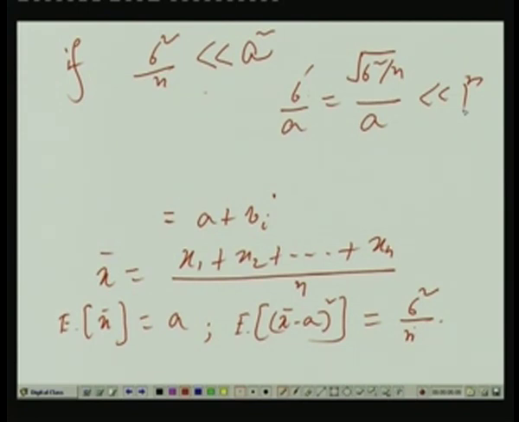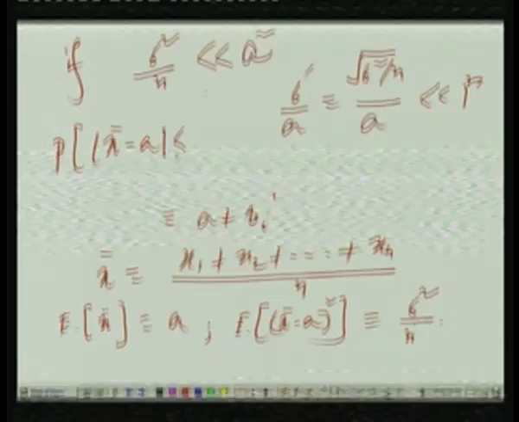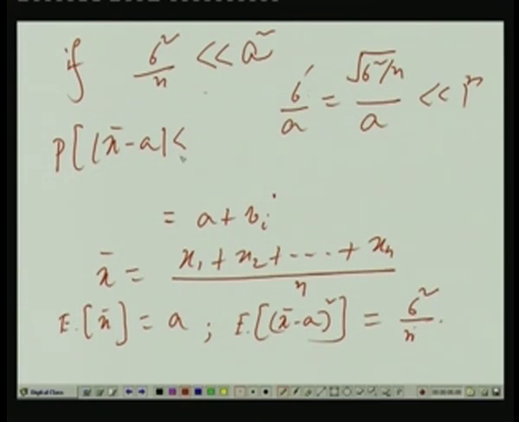So I can use that previous theory and I can say that the probability that the deviation is less than some epsilon is almost close to 1. So whatever value you measure for x bar, that is good enough. So, that is all for today. Next class we go further into these notions. Thank you very much.